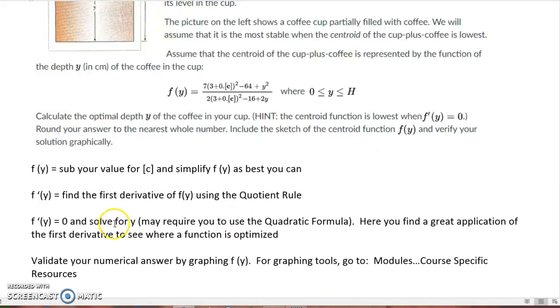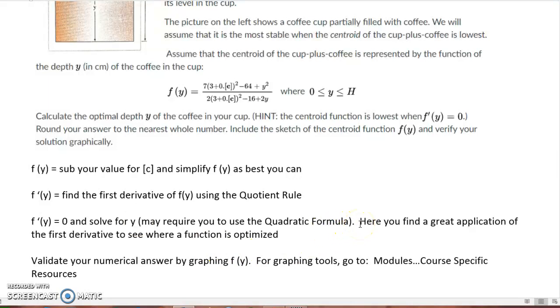The next thing you're going to need to do is set whatever function you come up with equal to 0, and solve for y. And my guess is that when you take that first derivative and you simplify the function, and once you set that equal to 0 and want to solve for y, you're going to find that you probably need the quadratic formula to solve that.